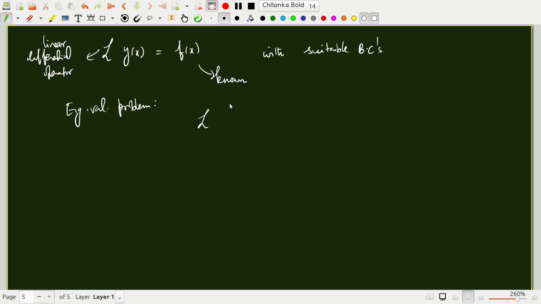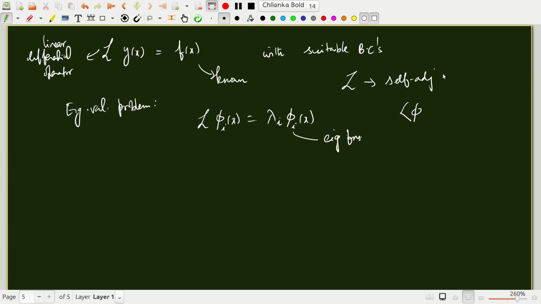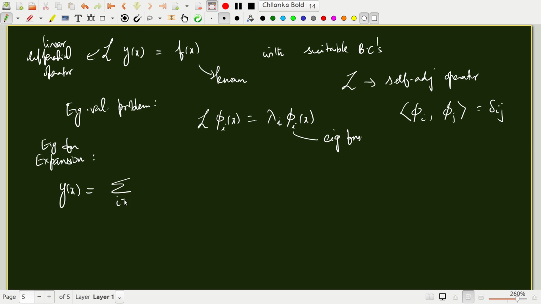So L phi i of x is equal to lambda i phi i of x. These are the eigenfunctions. Let's further assume that L is a self-adjoint operator, meaning the inner product of phi i and phi j is delta ij. It generates orthogonal eigenfunctions, and let's say L has distinct eigenvalues and so on. Now y of x can then be expanded. This is called eigenfunction expansion. You expand y in terms of the eigenfunctions of the operator L.